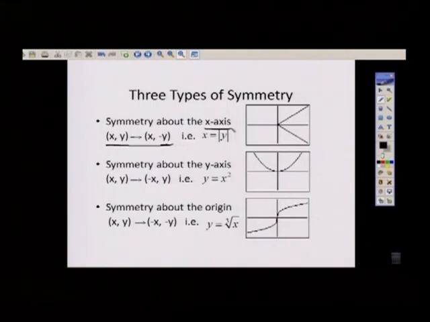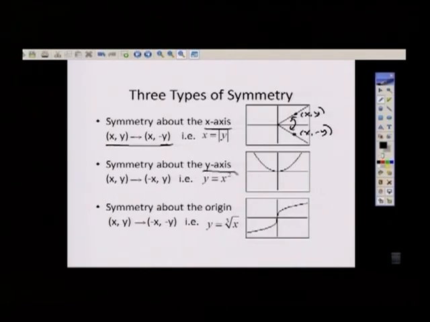of y, because anytime you have an ordered pair x, y, you have a matching one with x and the opposite y value. And you can see that this graph folds across the x-axis. Those two sides would fold right on the x-axis, and it's symmetric with the x-axis.